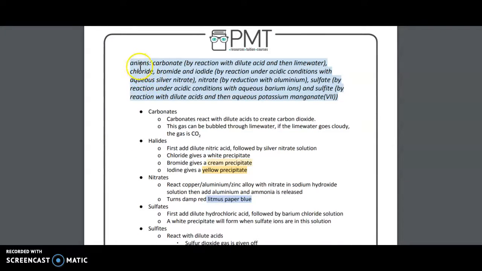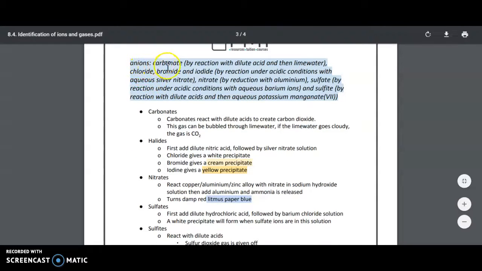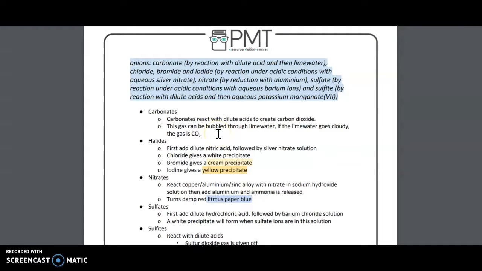And then you have the anions, so the negative ones. A carbonate, you should have read about that in your textbook. They react with dilute acids to create carbon dioxide. And I'm sharing another video for you to watch how to test for gases like carbon dioxide. That should put a fire out, and that's how you can test for it. Also, you can bubble it through lime water, and if the lime water goes cloudy, the gas will be CO2. So we'll show you how to do that.